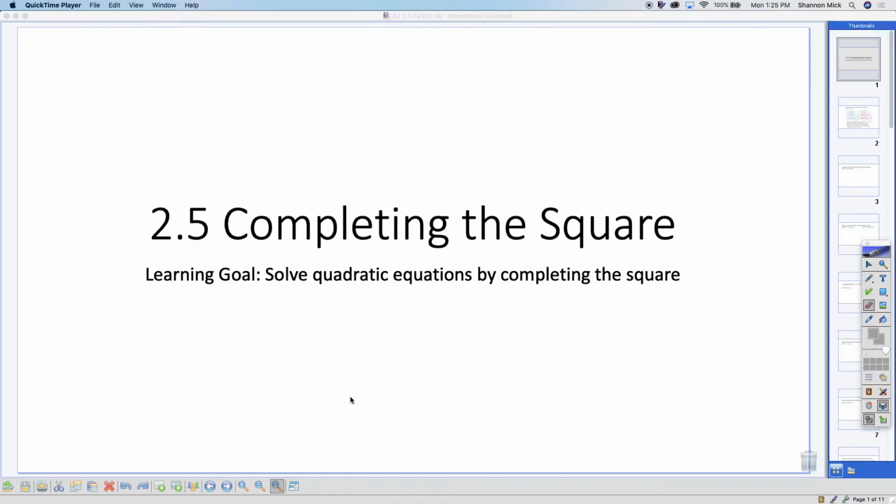2.5, completing the square. A couple of your problems on the online assignment the other day, those are the ones you skipped, were completing the square. And in this curriculum, I think they start completing the square in Algebra 1. So it was kind of a prequel to see what you remembered. So this whole section is about completing the square.